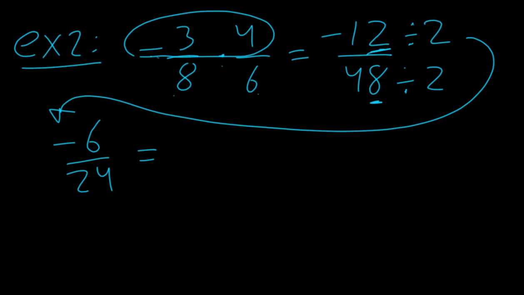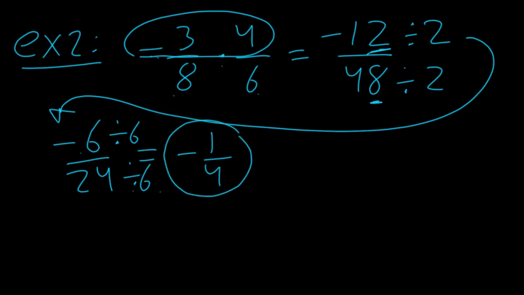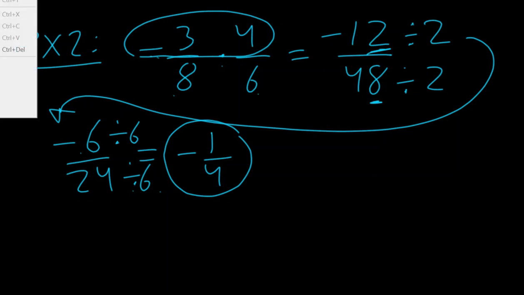Now, you should probably feel pretty comfortable with both 6 and 24. In fact, you should know that 6 and 24 can both be divided by 6. So I can just divide this top by 6, I can divide this bottom by 6, and -6 divided by 6 would equal -1, and 24 divided by 6 would be 4. And this is the most reduced version of this fraction. Alright, let's move on to our example 3.